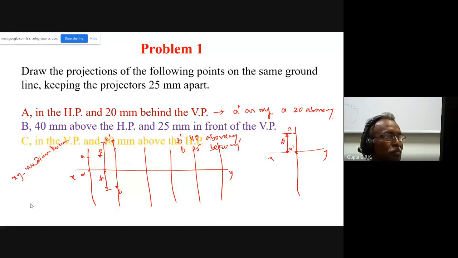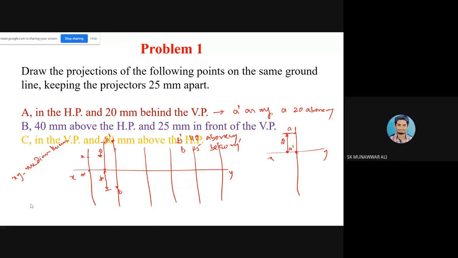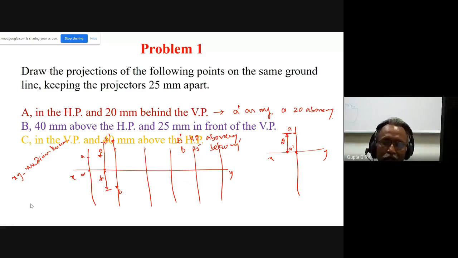I go to C. So what is given? C in the VP and 40 above HP. C in the VP means top view on XY, so small c on XY. And 40 above HP.